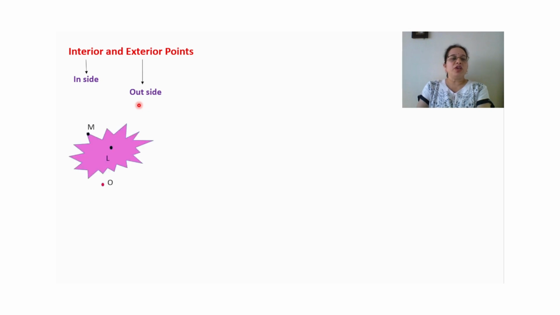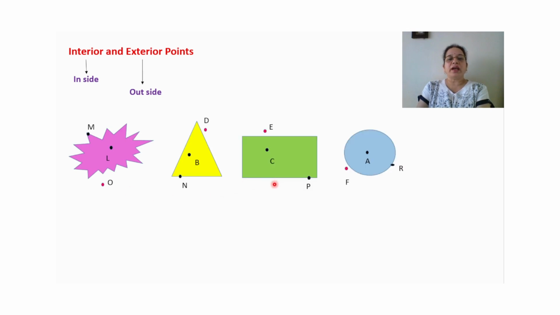So take a few figures. This is the first figure. Now the second figure is a triangle, the third figure is a rectangle, and the next figure is a circle. So now interior points, the points which lie inside the figure, that is the pink shaded part.